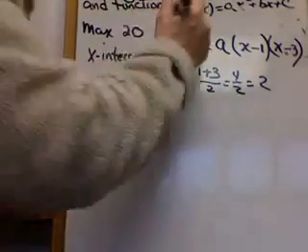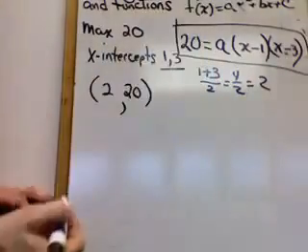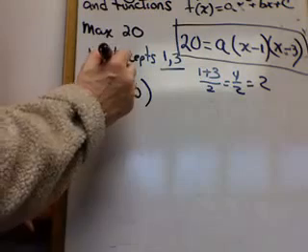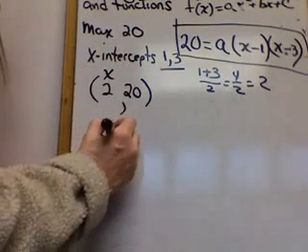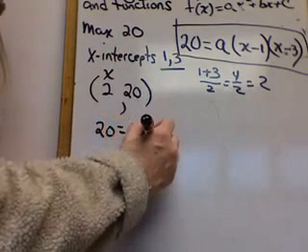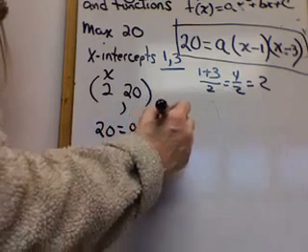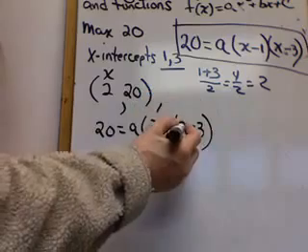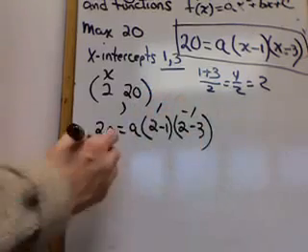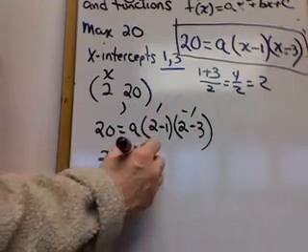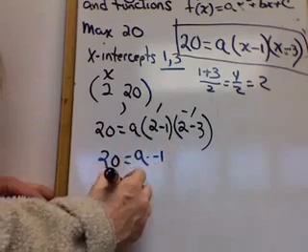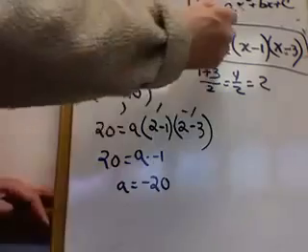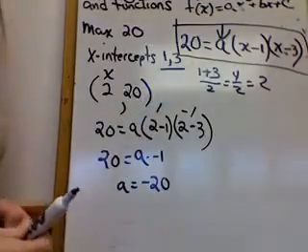So now I can take this equation and solve it for a, because I knew the 20 went there. Where do you think the 2 goes? It's the x value. So now I do 20 equals a times 2 minus 1 and 2 minus 3. 2 minus 1 is 1, 2 minus 3 is negative 1. So 20 equals a times negative 1, so a equals negative 20. So that's the number that goes there in this particular equation.